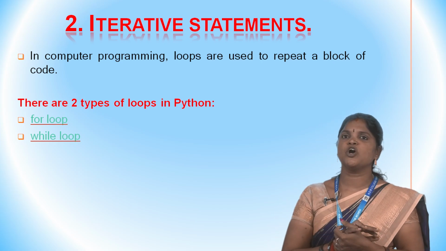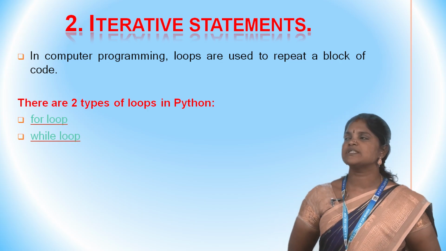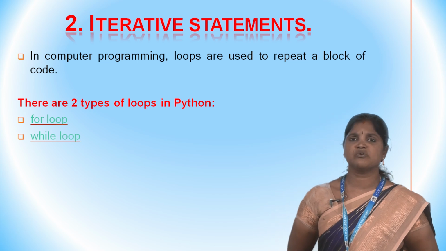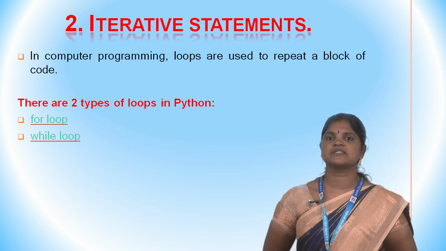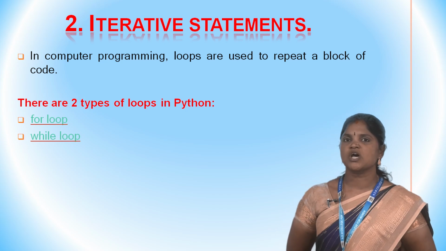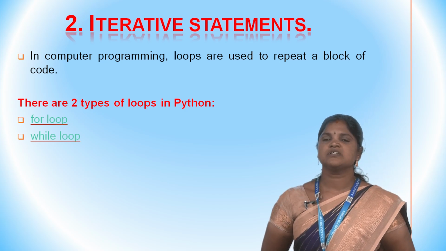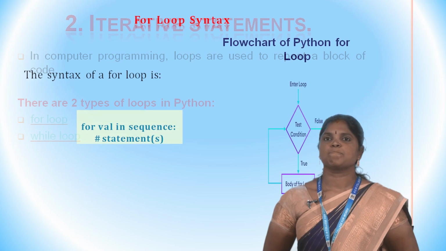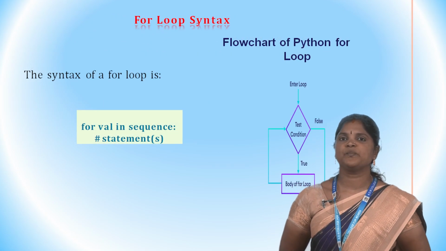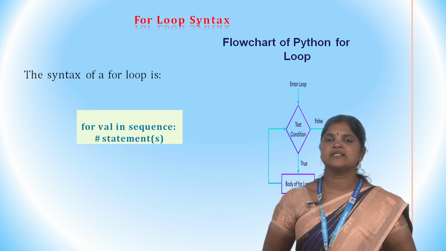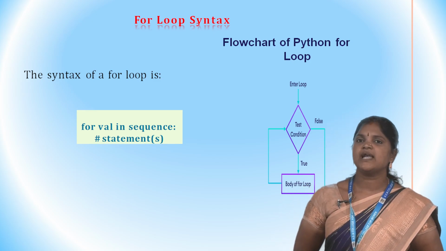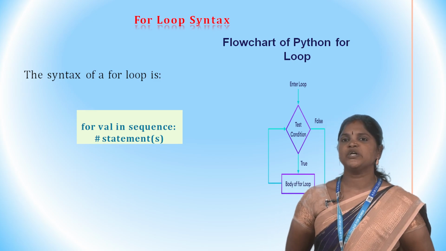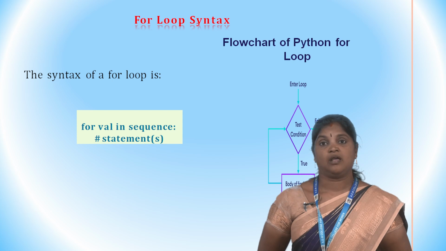First one, for loop. A for loop is used to iterate over a sequence such as a list, tuple, string, etc. For example, languages equal to Swift, Python, Go, JavaScript. Run a loop for each item of the list and print the language. Output is Swift, Python, Go, JavaScript. The syntax of for loop is: for value in sequence, statement of for. Here, val accesses each item of the sequence on each iteration. The loop continues until we reach the last item in the sequence.